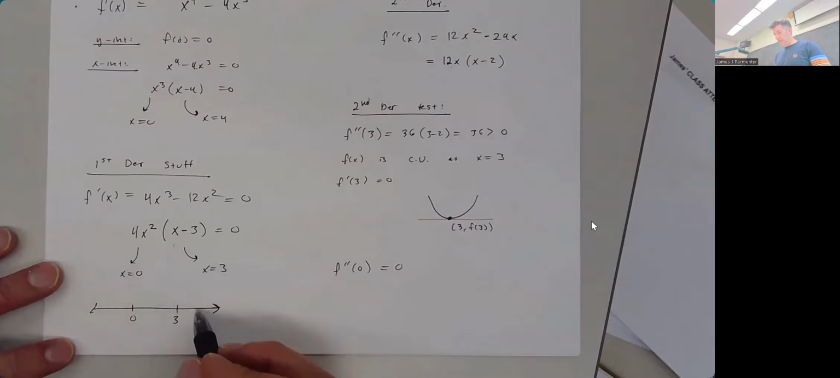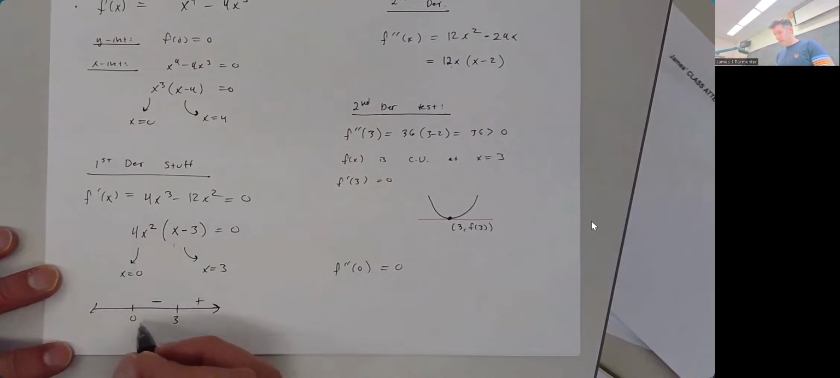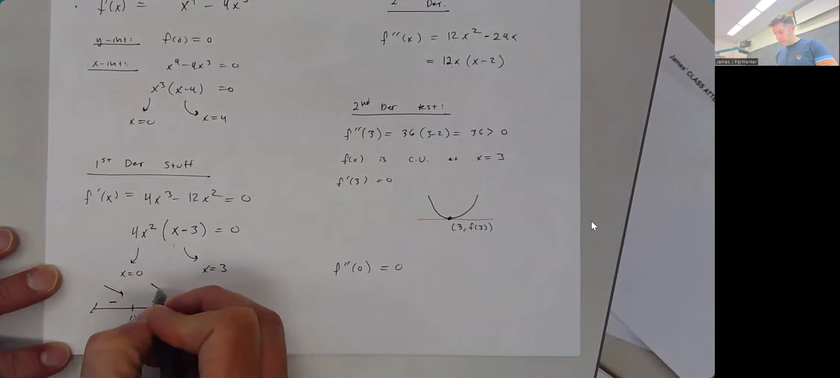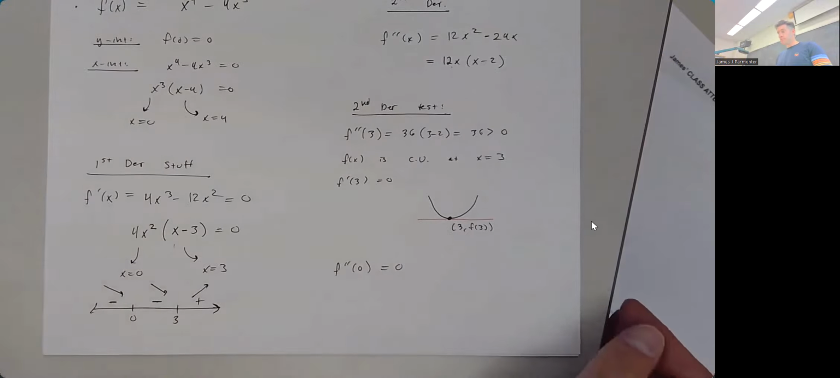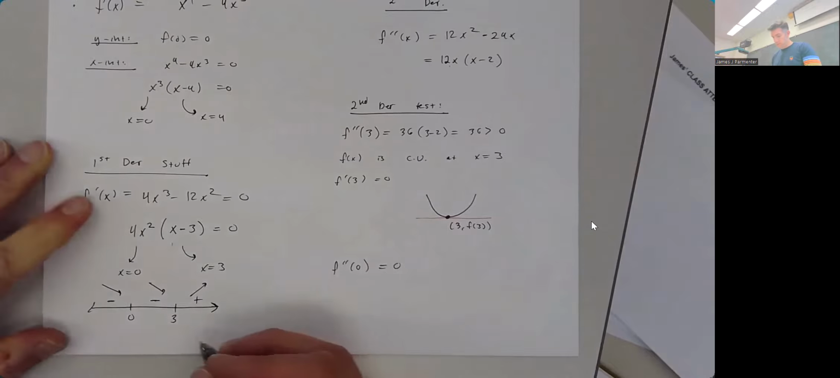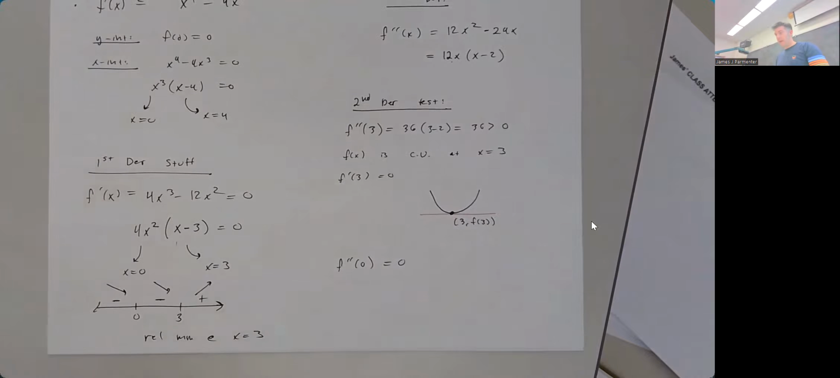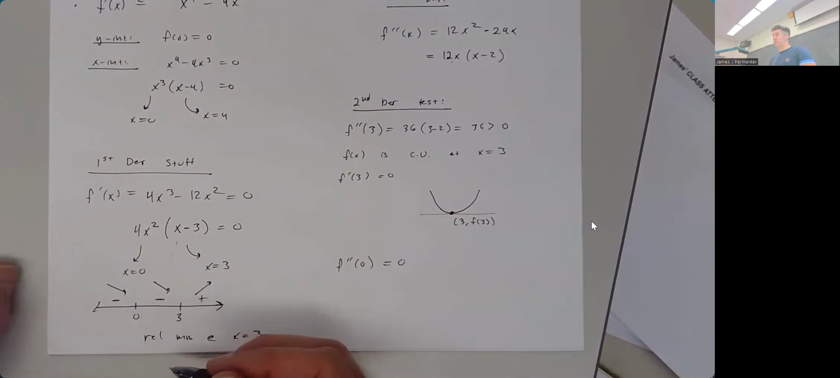Right here, if I pick something bigger than 3, positive, between 0 and 3, negative, less than 0, also negative. So my function is decreasing, decreasing, increasing. So look, I definitely have, as we knew we would, a relative minimum at x equal to 3. And at 0, we don't have a relative extreme. We probably have an inflection.